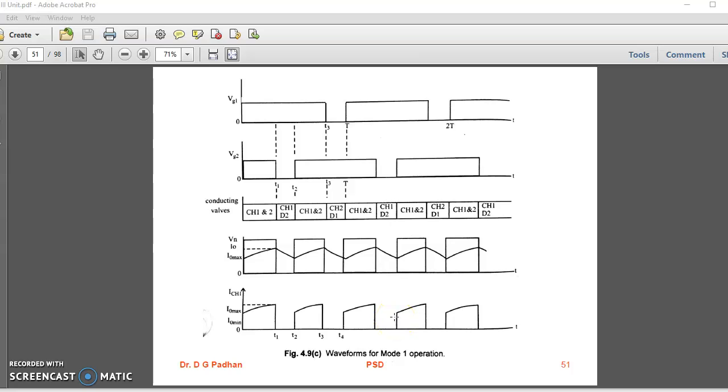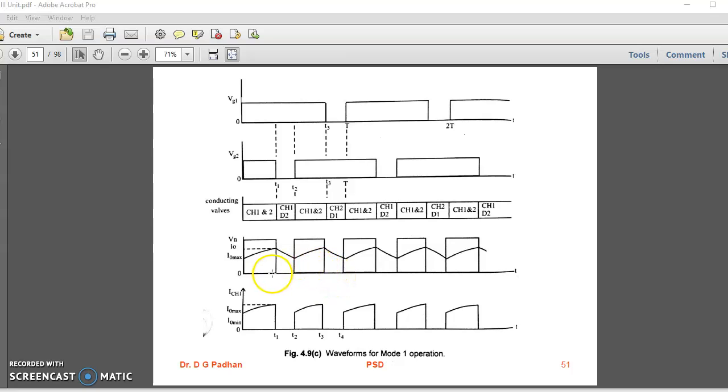Whenever both chopper 1 and chopper 2 are conducting, the output voltage will be the same as the input voltage. And whenever a chopper is conducting along with a diode, at that time the output voltage will be 0 volt.